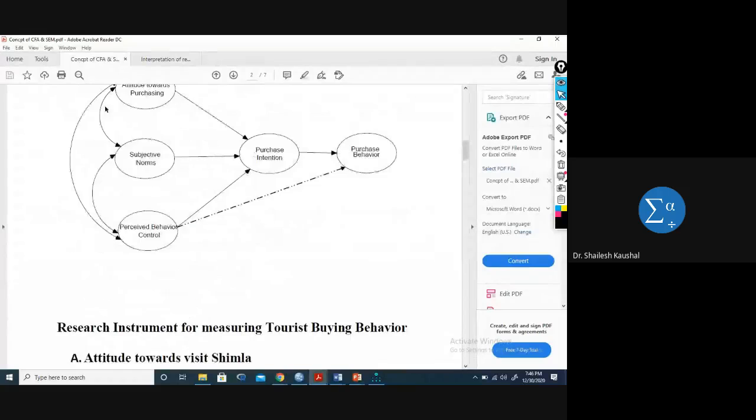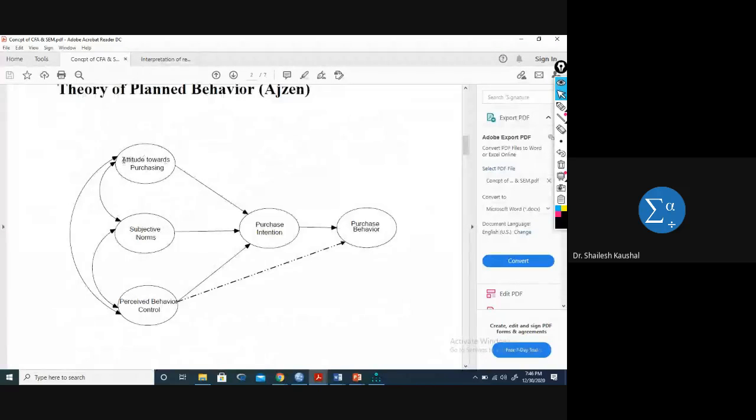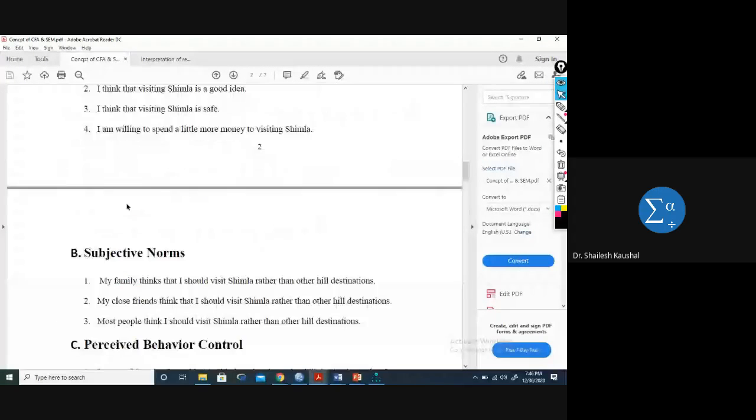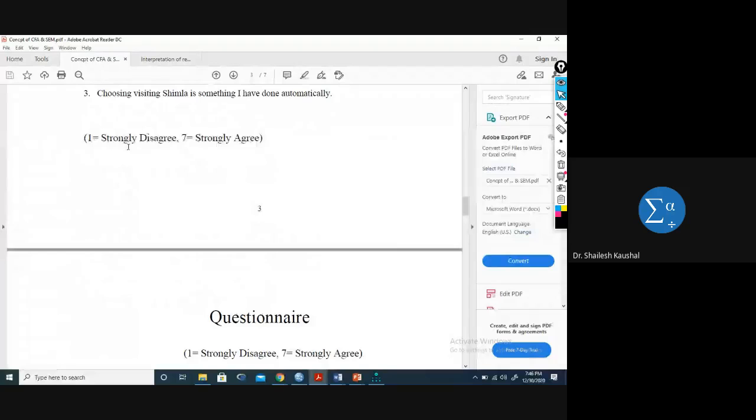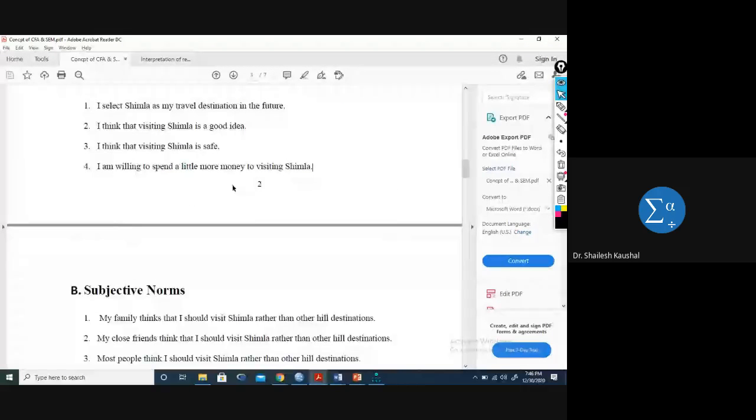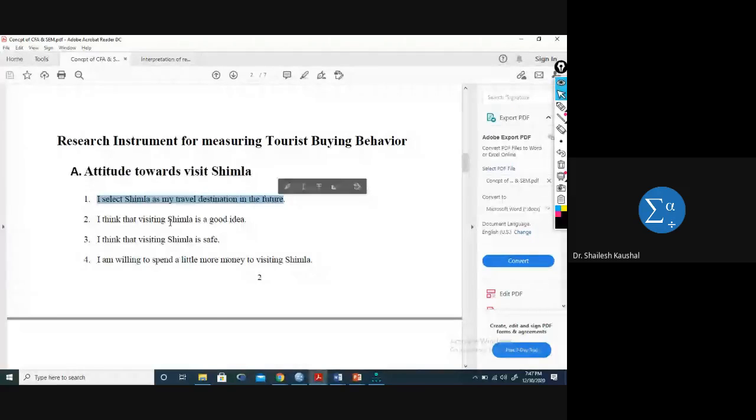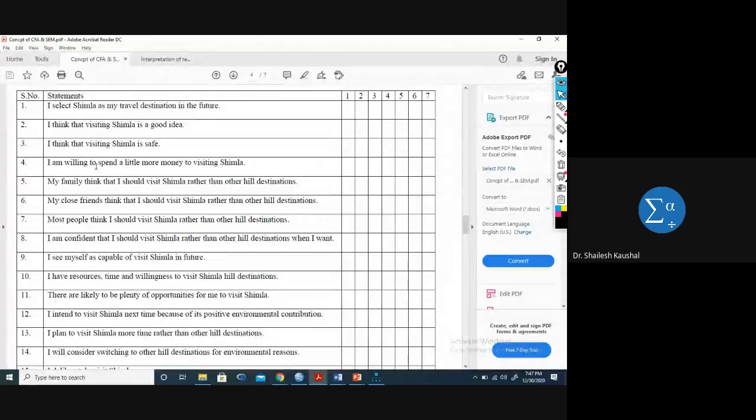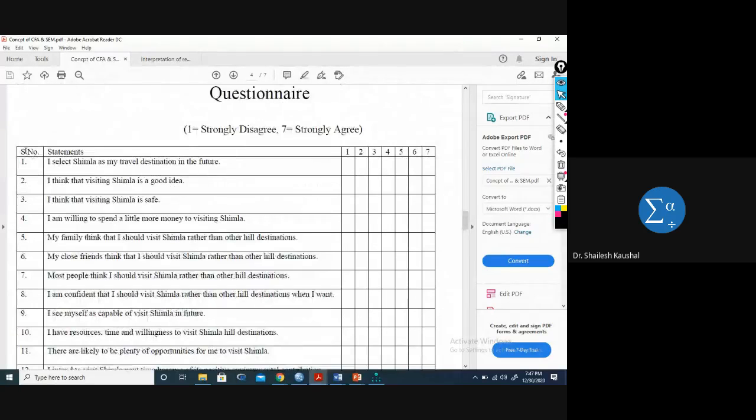Now these are the 5 constructs. The first construct is attitude. Attitude is a latent phenomenon. It can be measured through 4 questions, 4 measured variables. All the questions I asked from strongly disagree to strongly agree. These are the statements, and basically this is a questionnaire. This is my questionnaire.